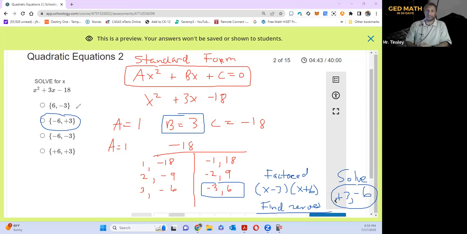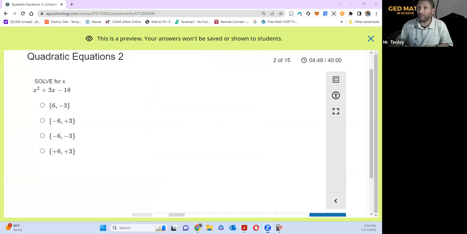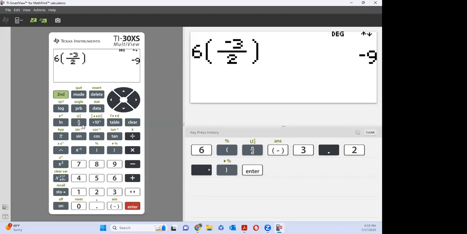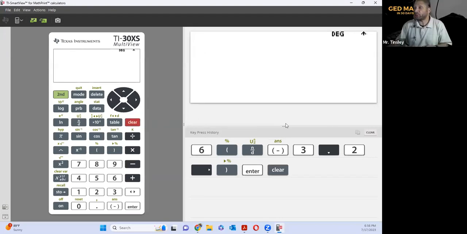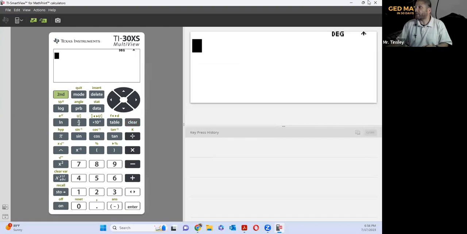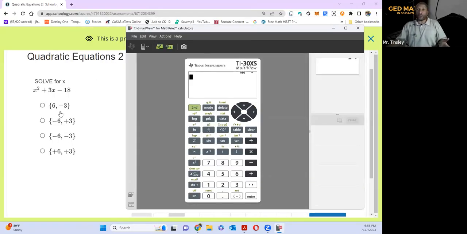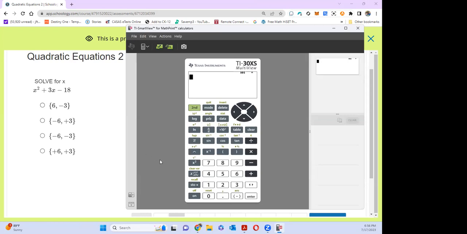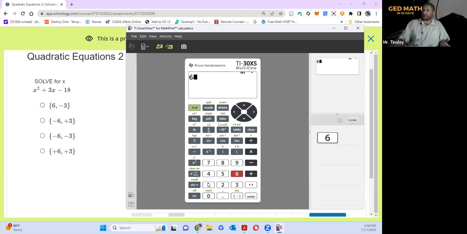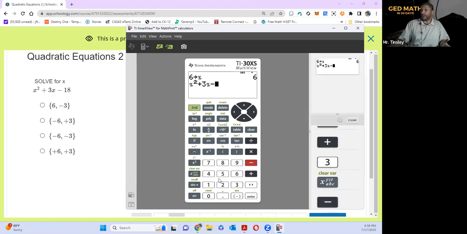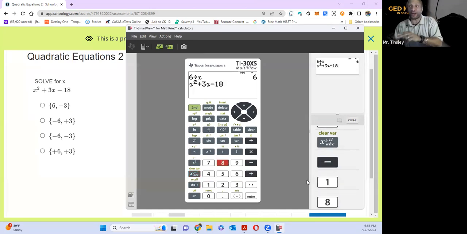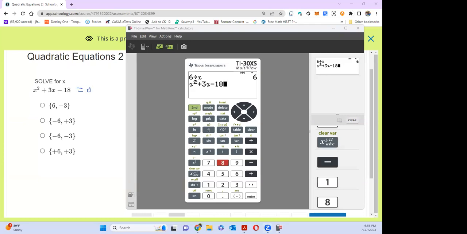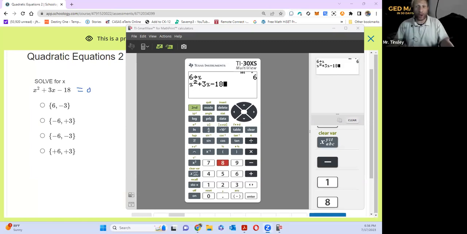Now, watch this. I'm going to show you a much easier way before we leave. I showed you and I told you that you should know how to store a variable in this calculator. So what I'm going to do is go to A. The first option is 6 and negative 3. So I'm going to store x is 6. I'm going to plug it in: x squared plus 3x minus 18. If this solves this quadratic equation, I should get what as the answer? 0.